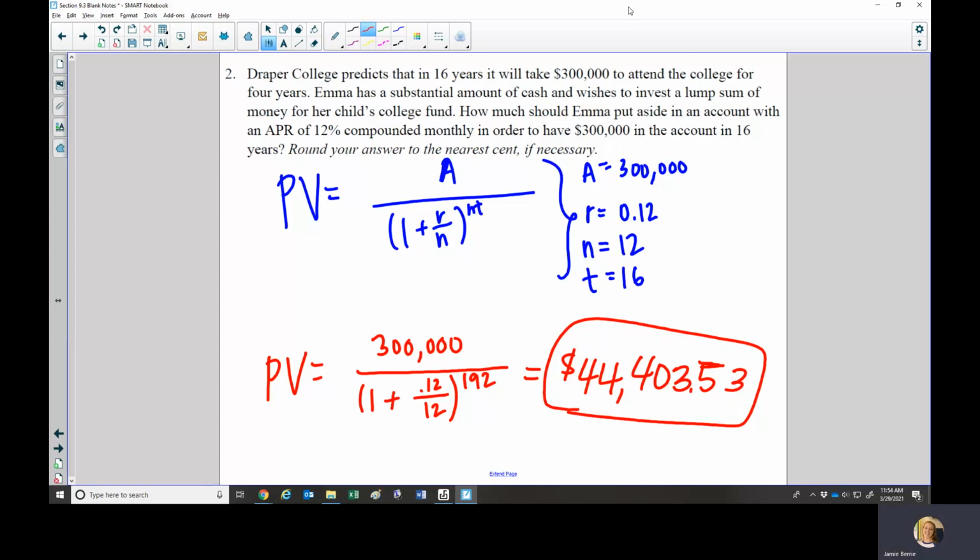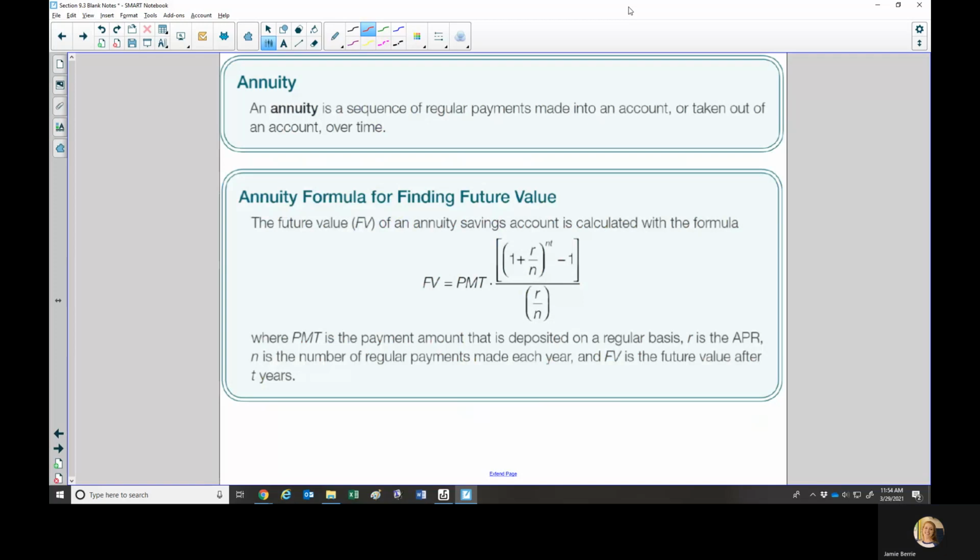Okay, so let's look at a different type of problem now that we've done a couple of those examples. All right, so we're going to talk a little bit about annuities. You've probably heard the word annuity before, like on those J.G. Wentworth commercials. An annuity is a sequence of regular payments that are made into an account or taken out of an account over time. Those type of annuities that people are referring to might be like an insurance payout, and they have the money separated like into months, like you receive a check every month.